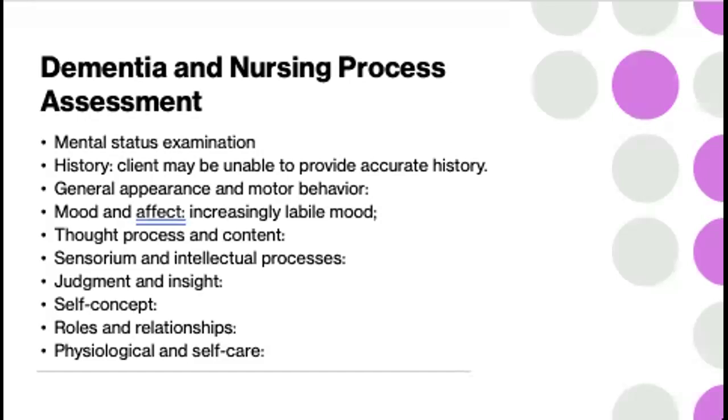It's going to be difficulty maintaining work, stress in the family roles and relationships, and overall, they're going to become very dependent on their caregivers. For physiological and self-care, a lot of times we have disturbances in sleep, incontinence, hygiene deficits, and they're going to need increased care to complete activities of daily living.